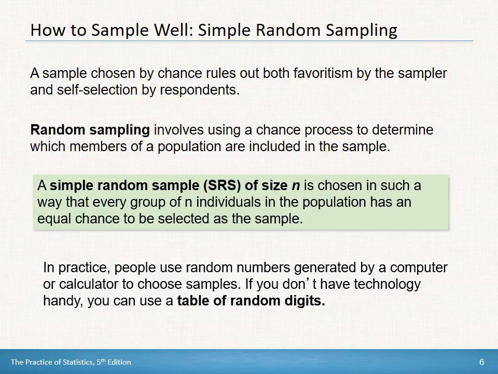Okay. In practice, just a little note at the bottom, people use random number generators by a computer or calculator. We'll be looking at that later on. If you don't have technology, you can always use a random digit table. There's one of those in your book. You won't use those as often, but we will talk about how to read those as well.